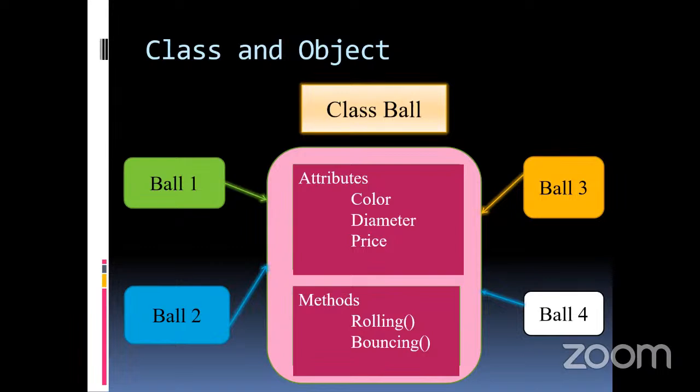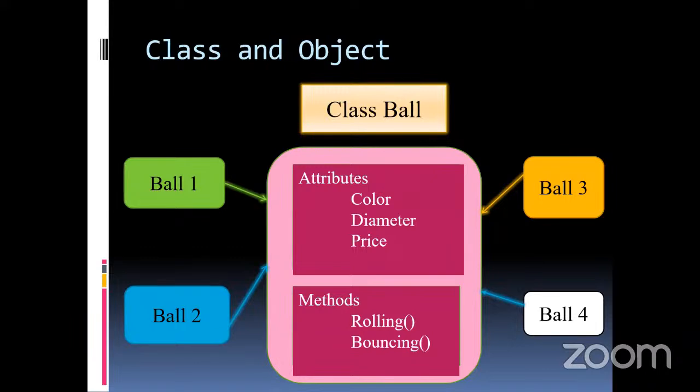Here I have given color, diameter and price for the ball as attributes. These are all the properties of the ball. It may have some color. It will have some diameter to specify the size of the ball, and it will have some price tag, so only then we can purchase, right?